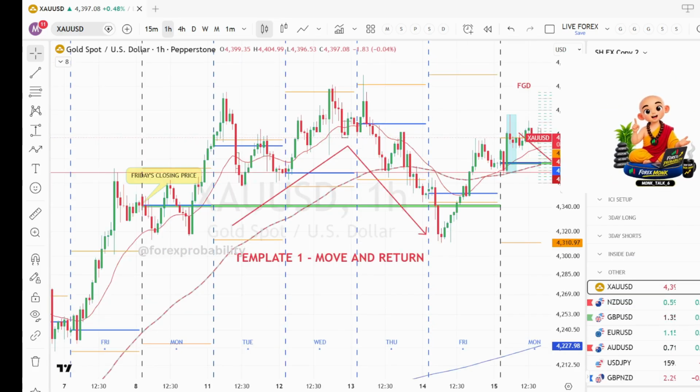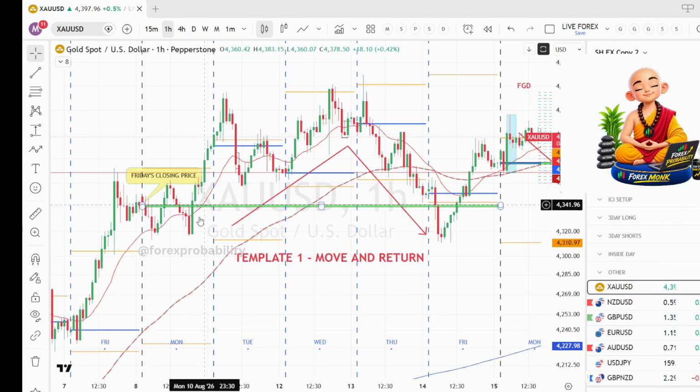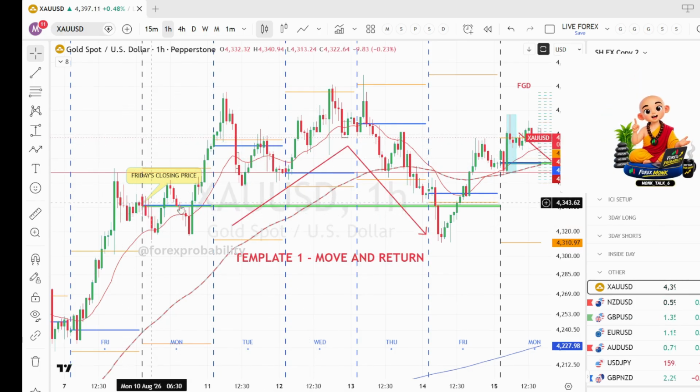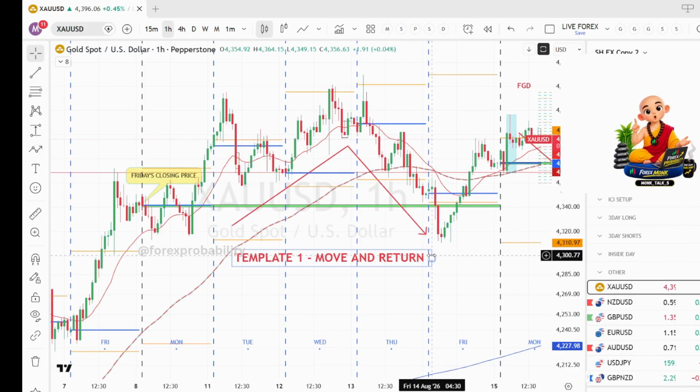Now, let's look at the 3 weekly templates. Once the CP is marked, watch how price behaves around it. There are 3 major variations. Template number 1, move away, then return. In the first variation, price moves away from the previous Friday close. For example, price may open the week and start moving higher. It continues in that direction for several days. But toward the end of the week, price starts moving back toward the CP. So the basic structure is price moves from CP, then continues in direction, and then returns toward CP.